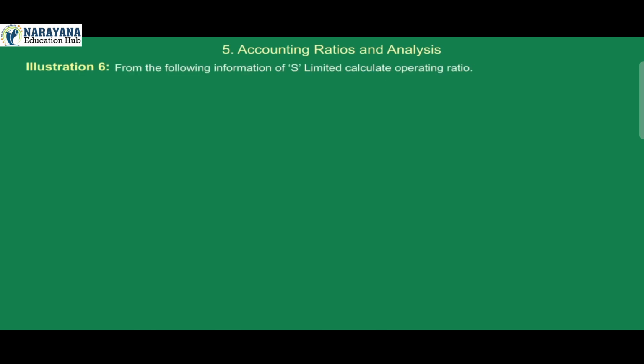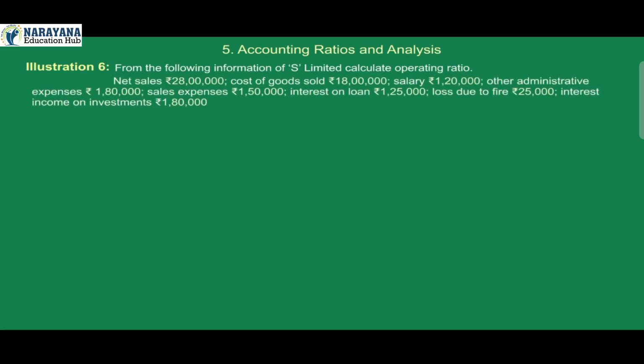Illustration 6. From the following information of S Limited, calculate operating ratio. Net sales rupees 28 lakh. Cost of goods sold rupees 18 lakh. Salary rupees 1,20,000. Other administrative expenses rupees 1,80,000. Sales expenses rupees 1,50,000. Interest on loan rupees 1,25,000. Loss due to fire rupees 25,000. Interest income on investments rupees 1,80,000.